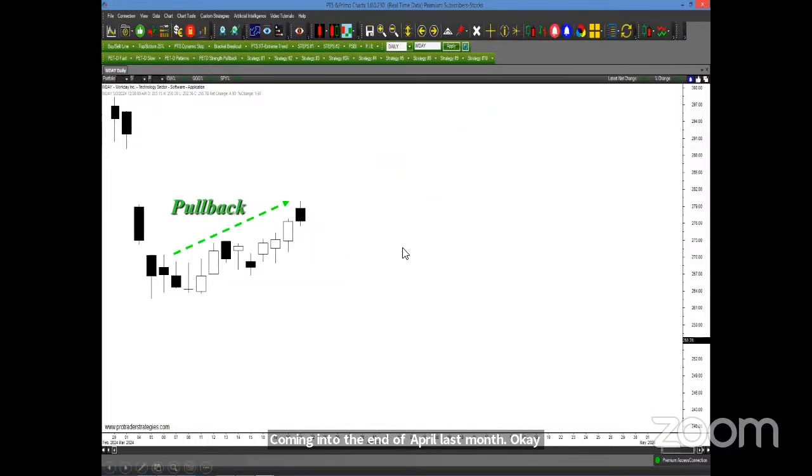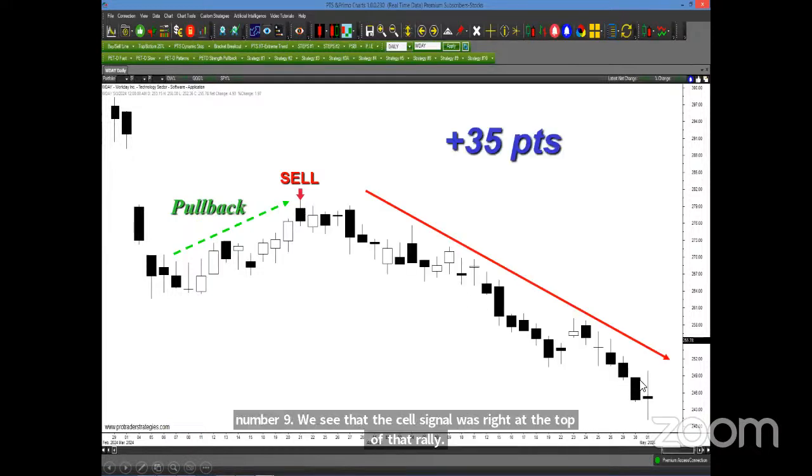Here's another example in WDAY, Workday. Here's the pullback, or phase 2, where most people think it's the beginning of a rally. We know it's a selling opportunity. Click on strategy number 9. We see that the sell signal was right at the top of that rally. And look what happened. 35 points coming into this month in May.